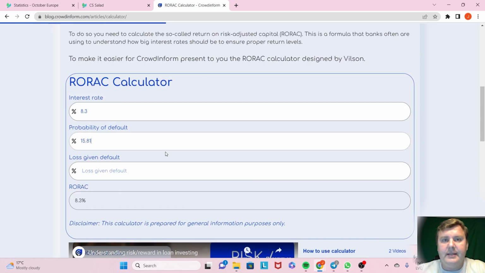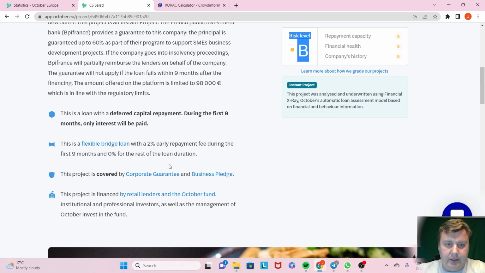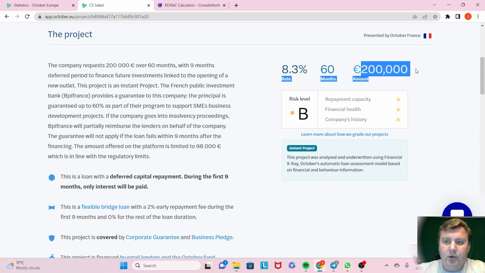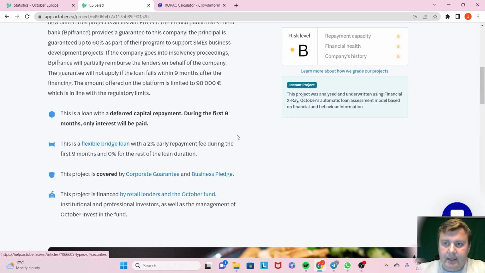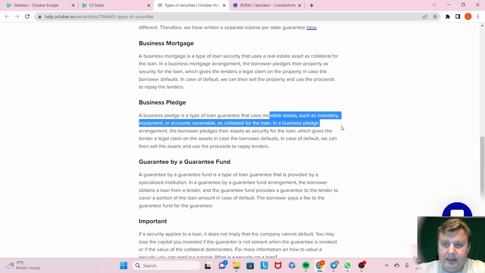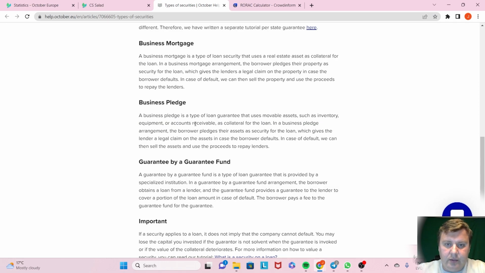But the default itself doesn't mean you are losing money, because the loan can be secured with some assets. Let's have a look at whether this loan has any securities, and we can see that it's secured with a corporate guarantee and a business pledge. The corporate guarantee is issued by a public investment bank and secures up to 60% of the loan. So we are pretty sure that we will get 60% of the loan, or 120,000. But it's not covering the full loan, so we look at what the business pledge really means. A business pledge is a pledge on movable assets, inventory, equipment, accounts receivable, and so on.